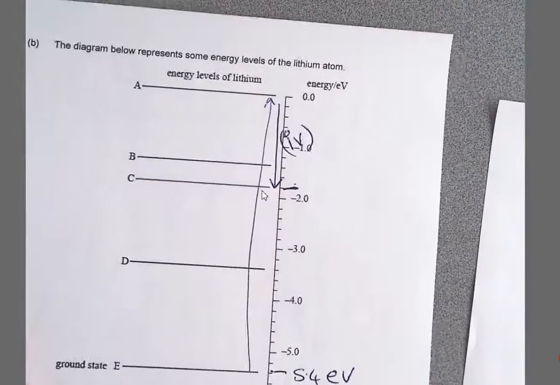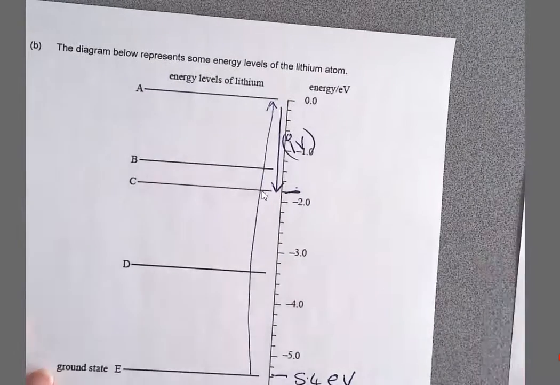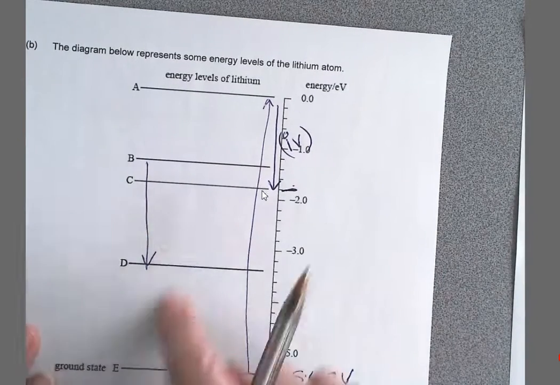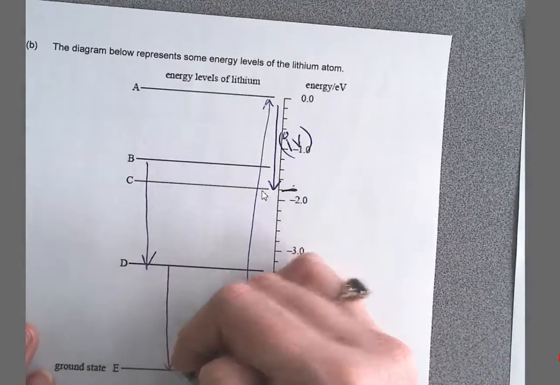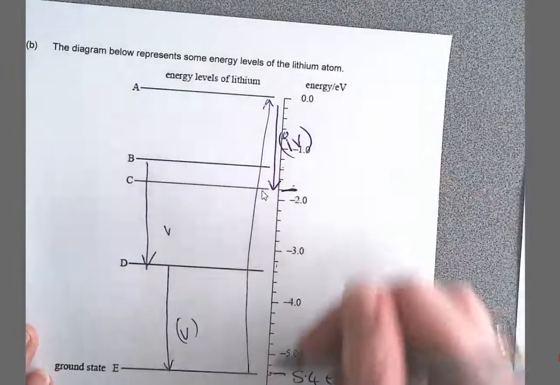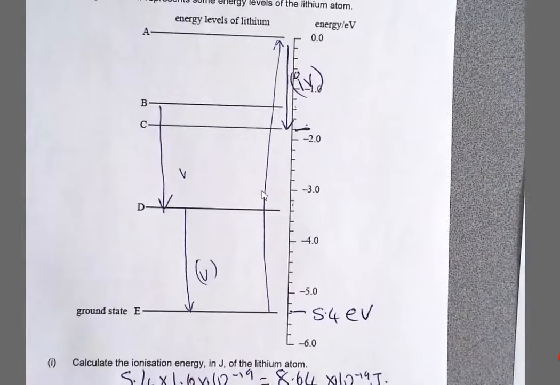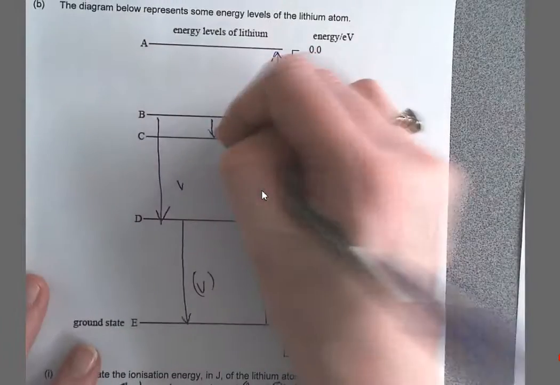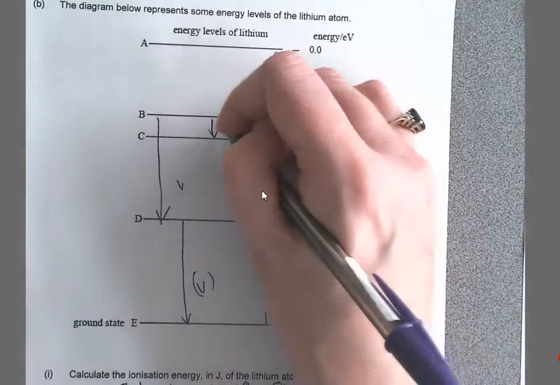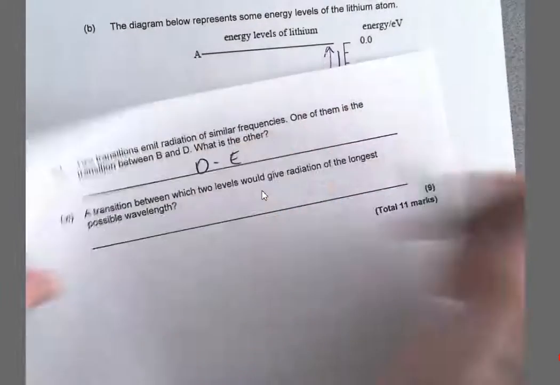For the next part, it says two transitions emit similar radiation. One of them is B to D, which is the other one. The one that's similar to this is D to E. Same value, really, if you calculate the difference between the two. And a transition between two energy levels gives the longest wavelength. That's the smallest amount of energy. So that's B to C. So these are D to E and B to C.